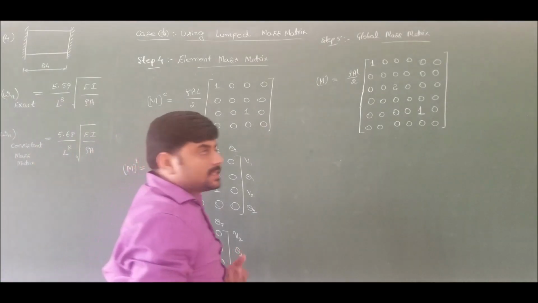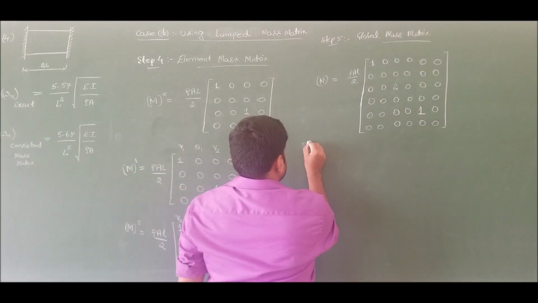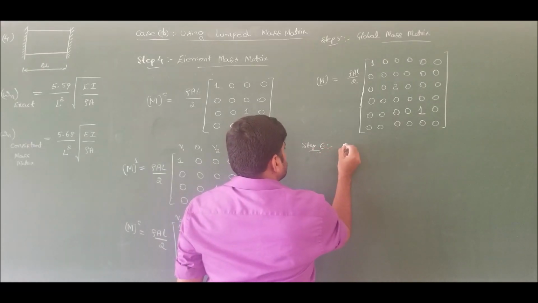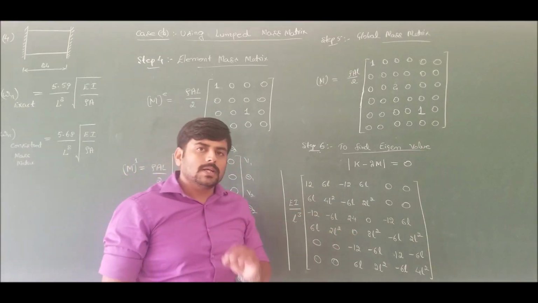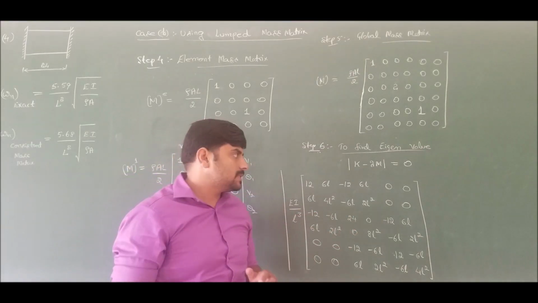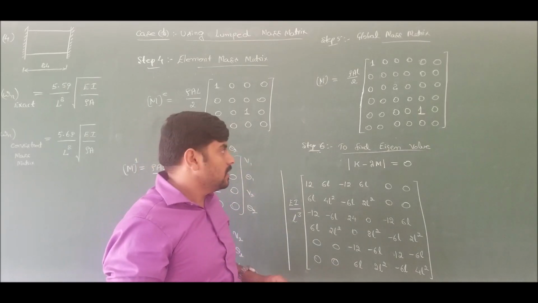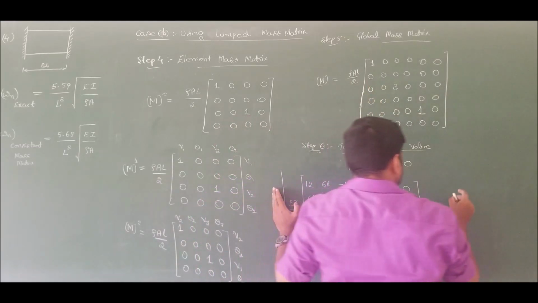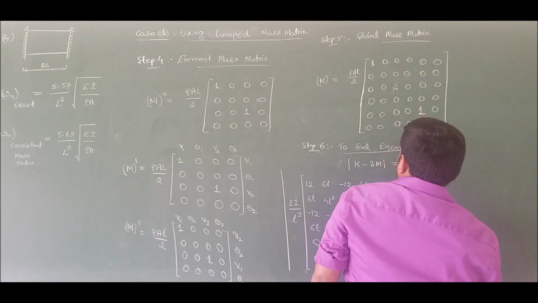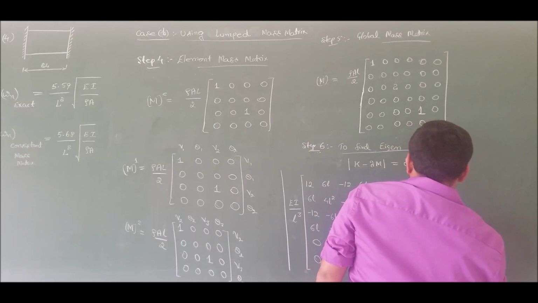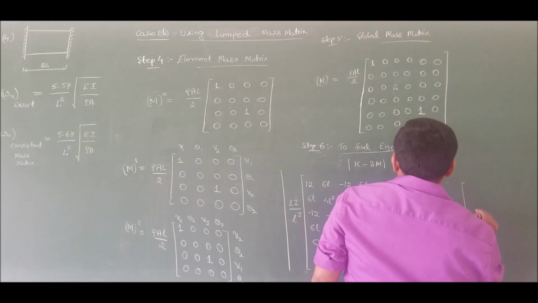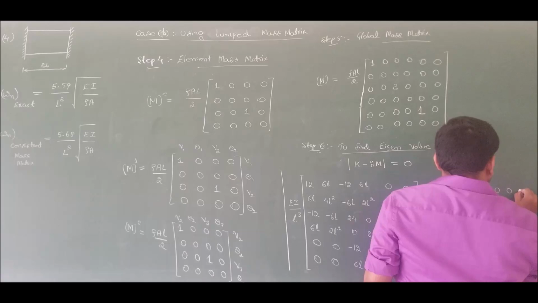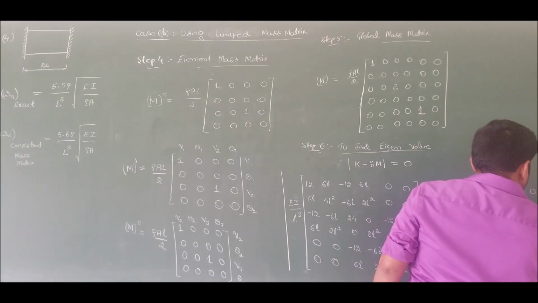Moving on to step 6. Step 6 is to find the eigenvalue. So this I have noted from step number 3, which is common for both case A and case B. Now minus lambda times the global mass matrix for lumped mass system analysis, which is known to us. We have rho A L by 2 as common, multiplied by the matrix 1 0 0 0 0. This determinant must be equal to 0.